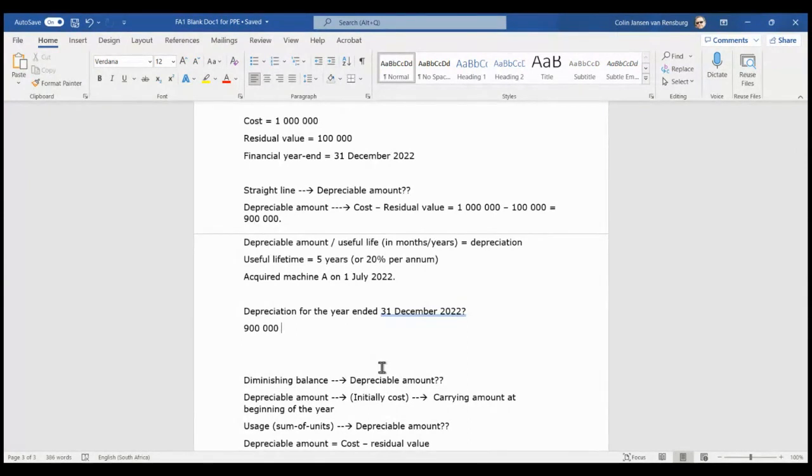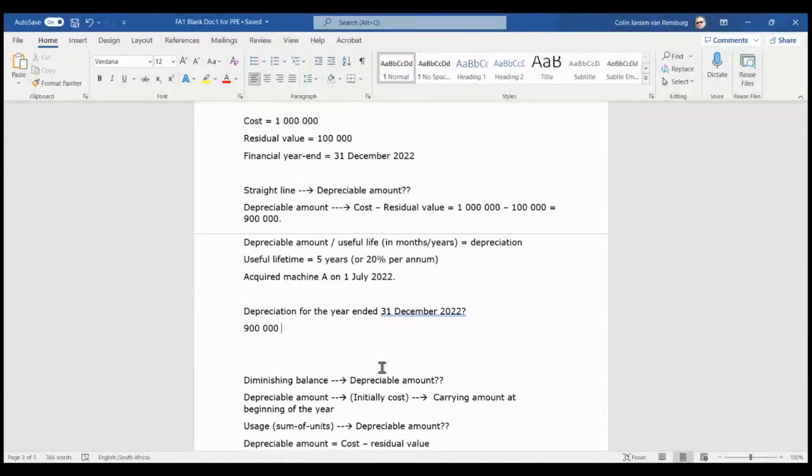Let's see if we can type all of them here. I know we are slowly running out of time, but let's at least do this one method completely today, and then we can look at the other 2 methods next week. So, ladies and gentlemen, first of all, we've got to say 900,000 rands is our depreciable amount. That, in other words, is the amount that we want to write off to 100,000 rands at the end of the useful lifetime. The cost was 1 million rands.